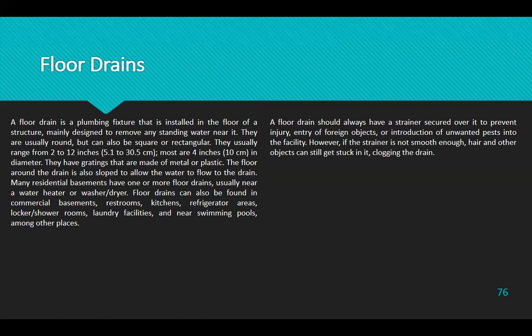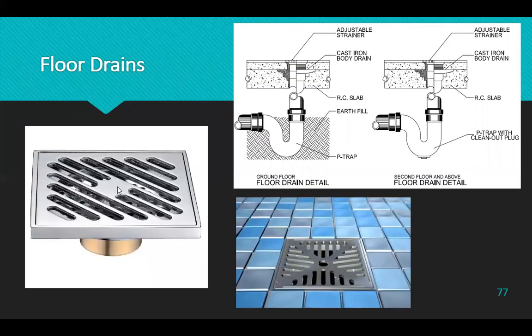The floor around many residential basements has one or more floor drains, usually near a water heater or washer dryer. Floor drains can also be found in commercial basements, restrooms, kitchens, where things are often spilled, refrigerator areas, locker and shower rooms, laundry facilities, and near swimming pools, among other places. A floor drain should always have a strainer secured over it to prevent injury, entry of foreign objects, or introduction of unwanted pests into facilities. However, if the strainer is not smooth enough, hair and other objects can still get stuck and clog the drain. So these are the floor drains.